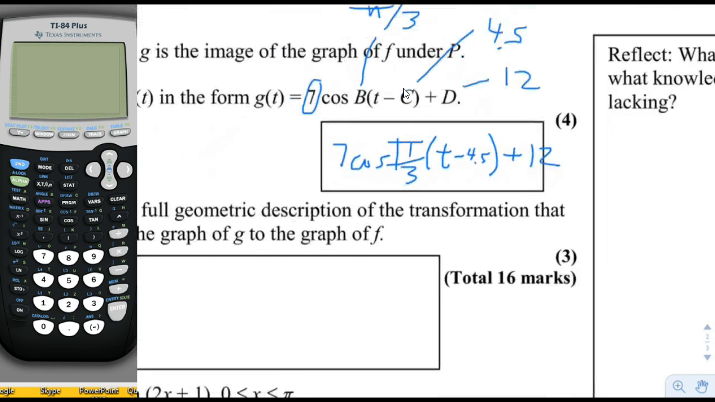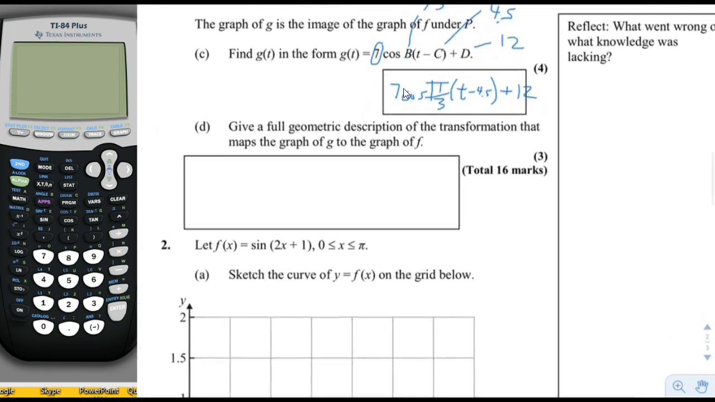Okay, give a full geometric description of the transformation that maps the graph of G to the graph of F. Now be careful, because this time they're doing a transformation from G to F, not from F to G. So remember what the transformation was from F to G? First thing they did was a horizontal stretch by 1/2. And then they did a translation, positive 3, negative 10, right?